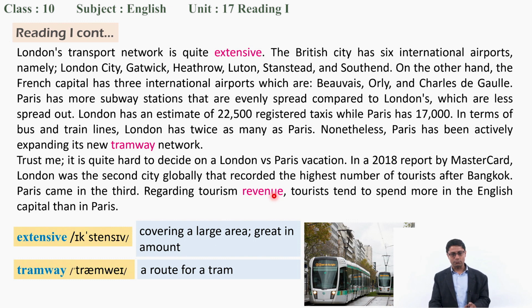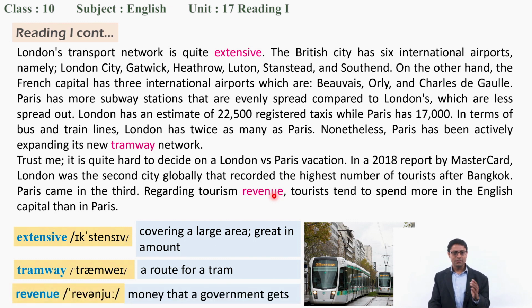Regarding tourism revenue, revenue means, you see, money that a government gets from tourism here. Tourists tend to spend more in the English capital than in Paris, means more money is spent in London than in Paris.